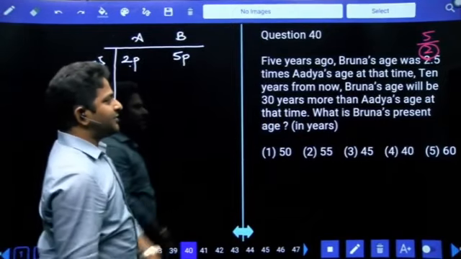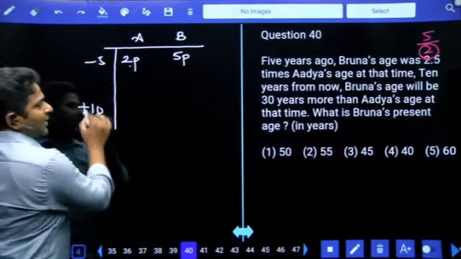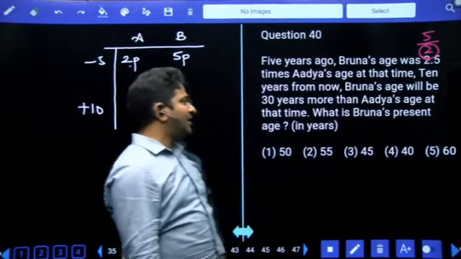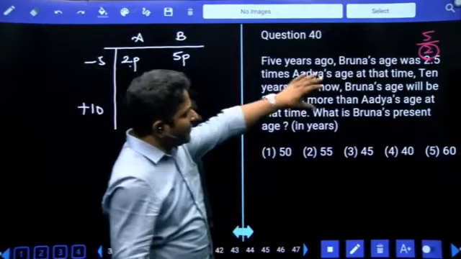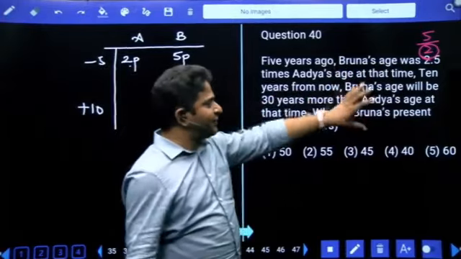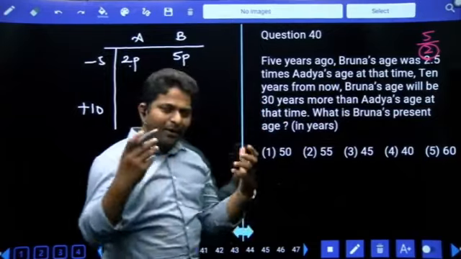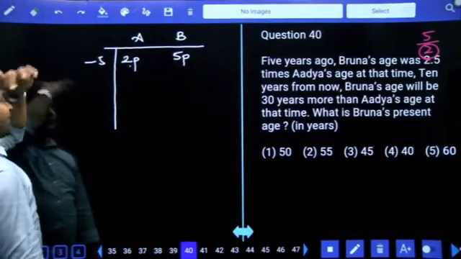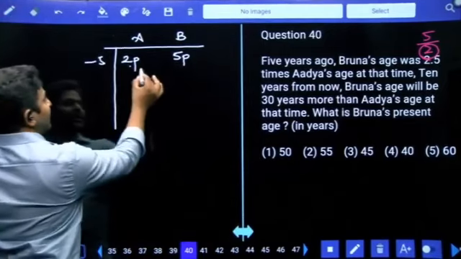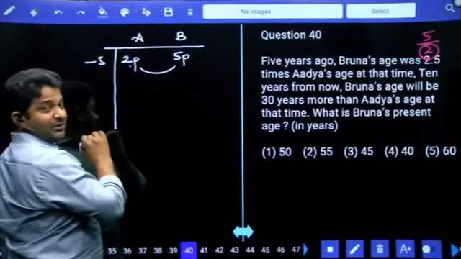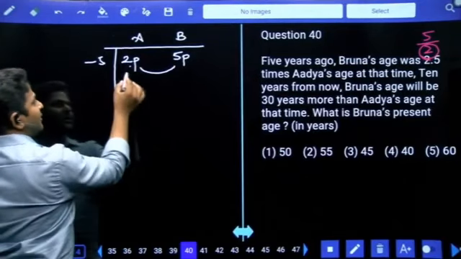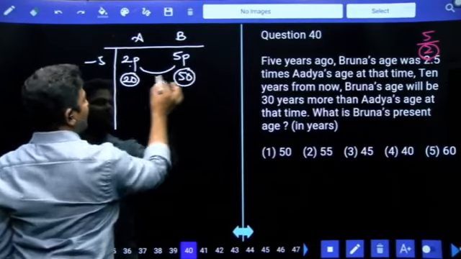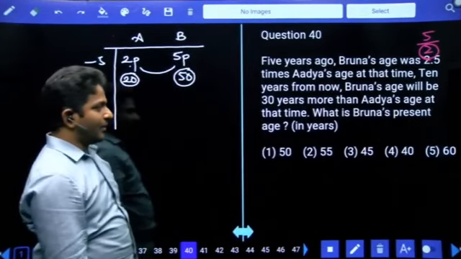Next, 10 years from now, Bruna's age will be 30 years more than Adya's age at that time. So, after 10 years, if their ages difference is 30, at any point of time their ages difference should be equal to 30 only. Their ages difference, any time it has to be 30. 3 parts is the difference which is equal to 30. Then 1 part is 10. 2 parts is equal to 20, 5 parts is equal to 50. Then only the difference should be 30.